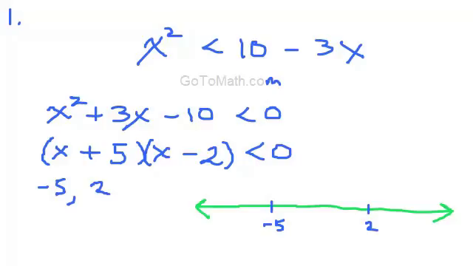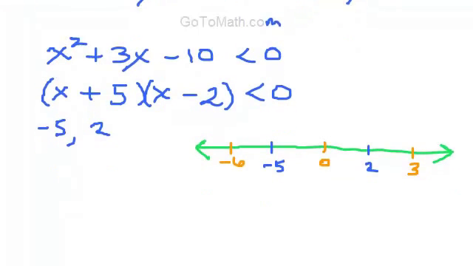Okay, so the next thing we'll want to do is use some test points here, and we'll use a different color for test points. So pick a number to the left of negative 5, and how about negative 6? That's a good one. And then we'll pick 0 here, and always pick 0 if you can. And then we'll pick a 3 here because it's easy to plug 0 in and find out if it's negative or positive.